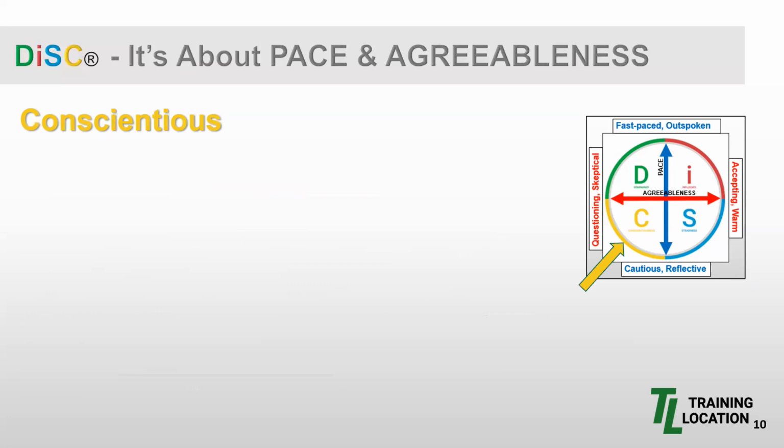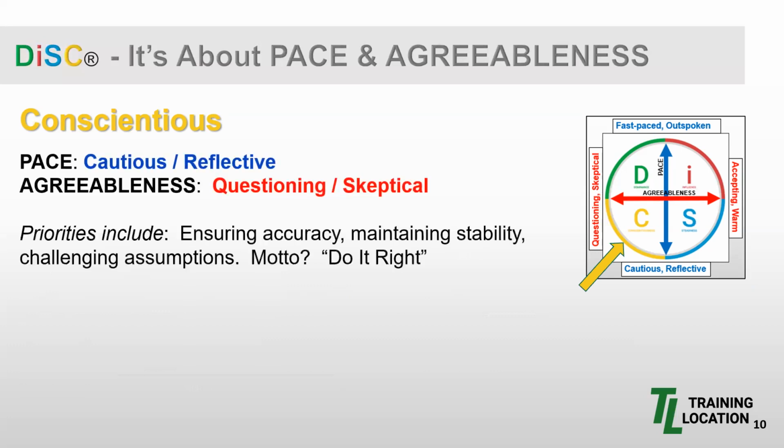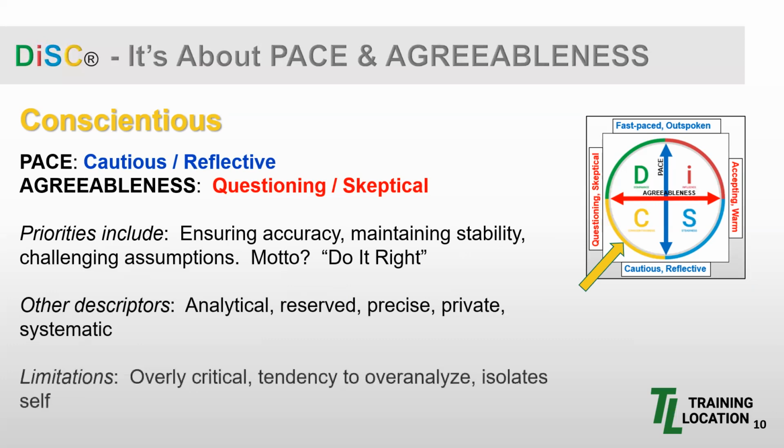And coming around the corner finally is conscientious. We see a pace of cautious, reflective, and agreeableness of questioning and skeptical. Their priorities are about ensuring accuracy, maintaining stability, challenging assumptions. Now, if they had a motto, it would be do it right. Other descriptors: analytical, reserved, precise, private, systematic. Any limitations for the C, they can become or be perceived as overly critical. They may have a tendency to overanalyze and or even isolate themselves.